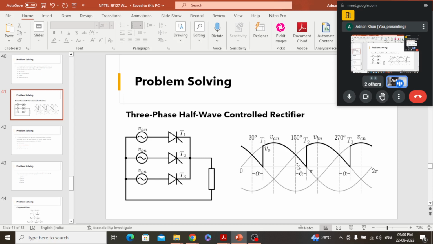After this, some alpha pulse is given to T2. It will be symmetric, because there is a three-phase symmetry. When we give the pulse alpha to T1, after 150 plus alpha we will give the pulse to T2, and after that 270 plus alpha we will give the pulse to T3. Got it? That is the answer to this question.